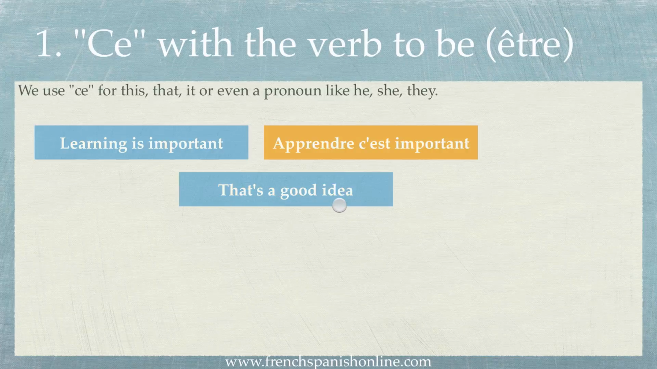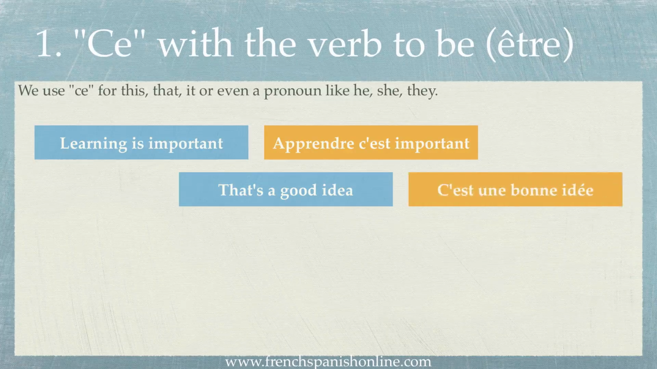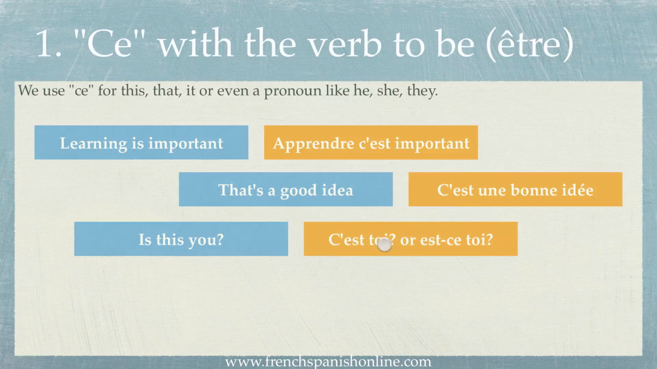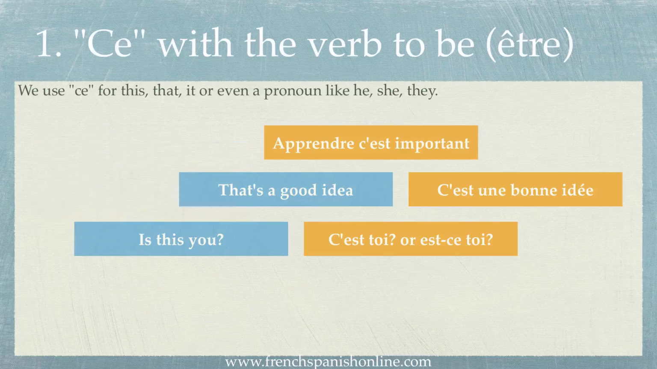That's a good idea. Here we have the verb to be, and to translate that we are going to use the c apostrophe. C'est une bonne idée. Is this you? Here we have a question. C'est toi or est-ce toi? But it's actually the same thing.